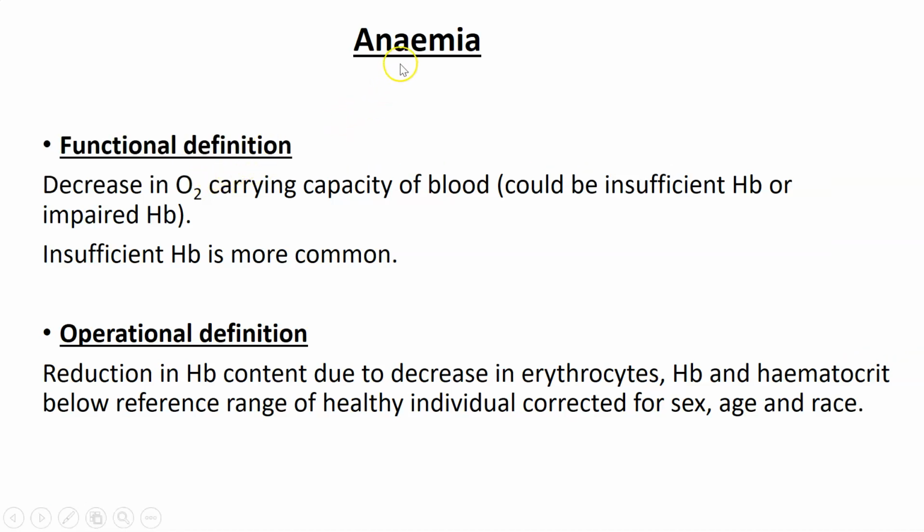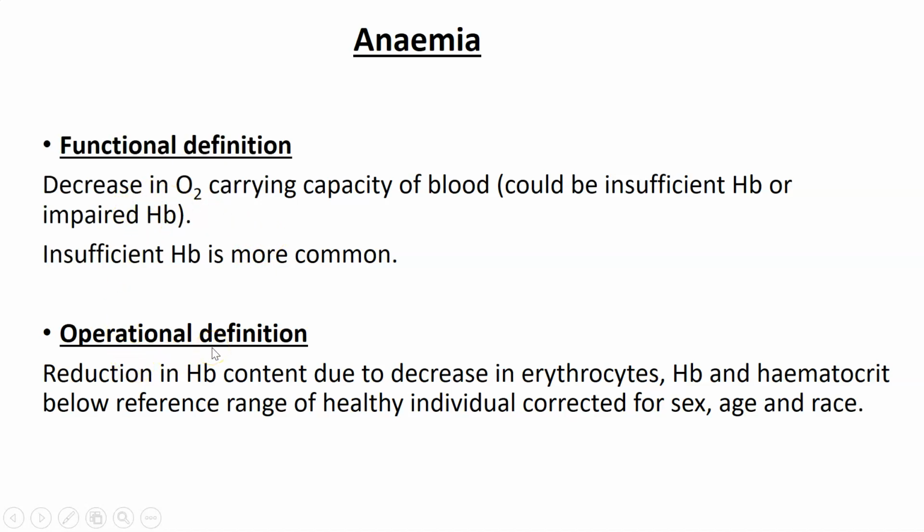Okay, so anemia, the functional definition is that there's a decrease in oxygen carrying capacity of blood, and this could be because there's insufficient hemoglobin, or there's something wrong with the hemoglobin, so it's impaired. Usually what's more common, if you look at the population as a whole, is that it's the hemoglobin which is insufficient, rather than impaired. So impaired hemoglobin would be sickle cell, for example.